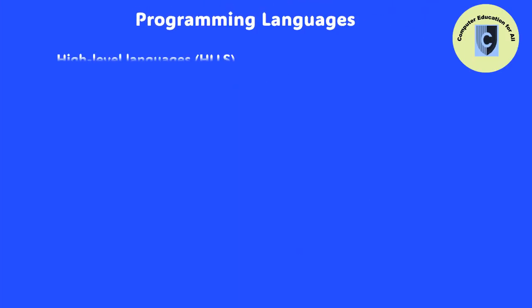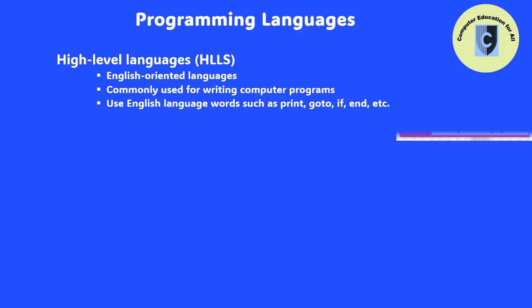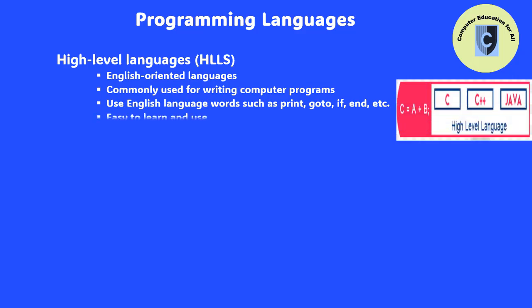High-level languages, HLLs. High-level languages are English-oriented languages, and they are commonly used for writing computer programs. These languages use English language words such as print, goto, if, end, etc. Therefore, they are easy to learn and use. Some examples of high-level languages are Visual Basic, C, Java, and Pascal.